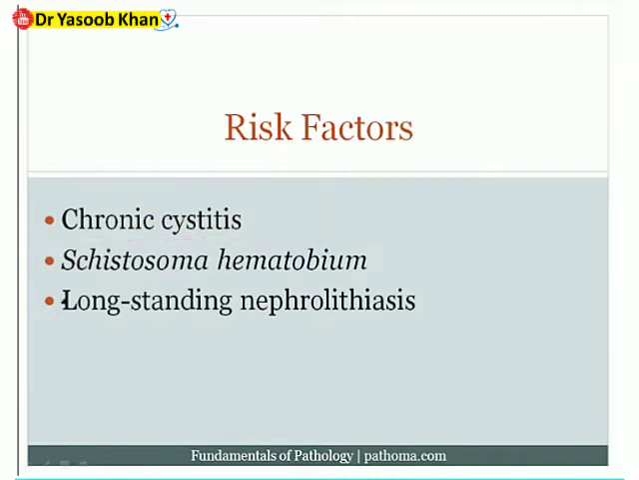One very high yield risk factor is Schistosoma haematobium infection. This is classically seen in the Middle East, and on board exams is classically seen in a Middle Eastern male, particularly a young Middle Eastern male. And so what happens in this particular case is that the Schistosoma haematobium embeds itself within the bladder wall. That results in chronic inflammation, and again, that chronic inflammation results in a squamous metaplasia, which then eventually progresses to squamous cell carcinoma. Another risk factor would be long-standing nephrolithiasis.